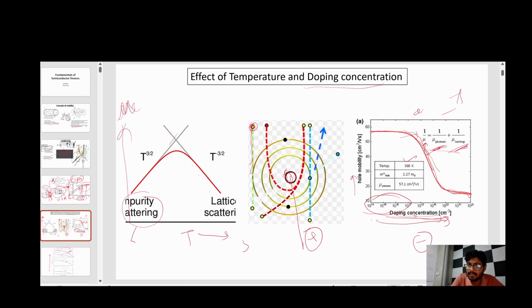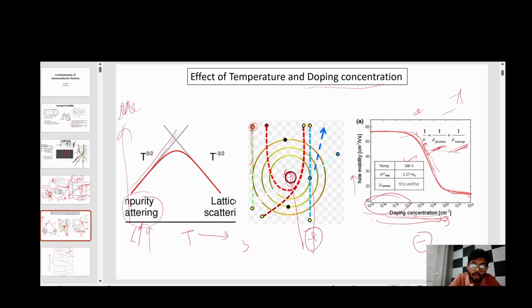There are two things. Let us first divide it into two parts. One is impurity scattering. Impurity scattering is because of the ions in your doped semiconductor, due to the doping. The impurity scattering will decrease with the temperature, because the electron or hole will spend less time in the proximity of the electric field of the ion. So the impurity scattering will be less, and the mobility will increase with increasing temperature.